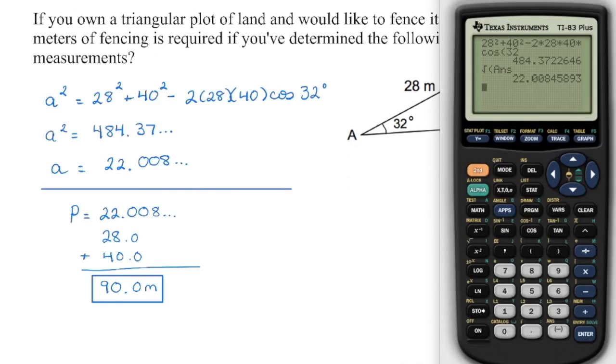All right, how did you do? Because we're ultimately looking for a, I'm going to add the squares of my two sides together, and then I'm going to go minus 2 times the one side times the second side times the cosine of that angle. We get this value when we type it into our calculator, but remember that's a squared. To find a, we need to square root that. So that gives us just the 22.08. And then because we're looking for the amount of fence, we're going to add all three side lengths together. And then I just rounded those to the nearest tenth.